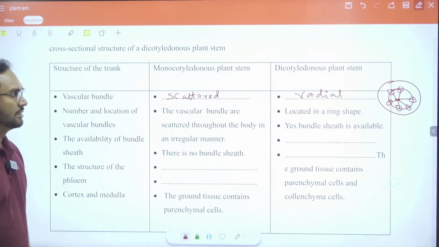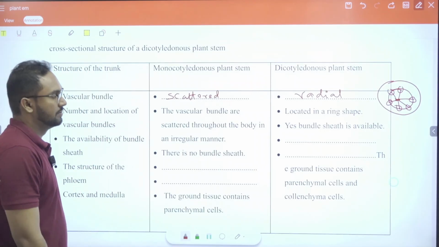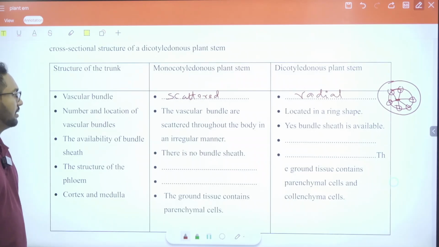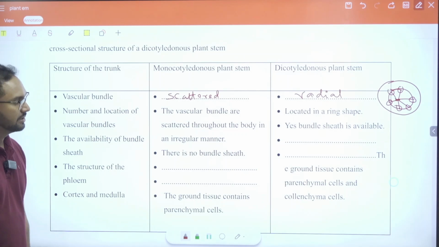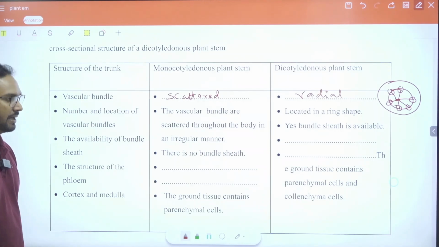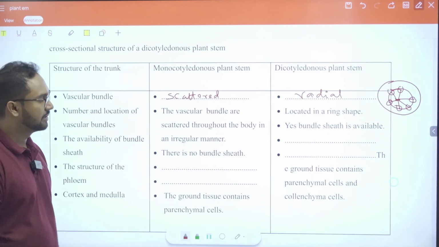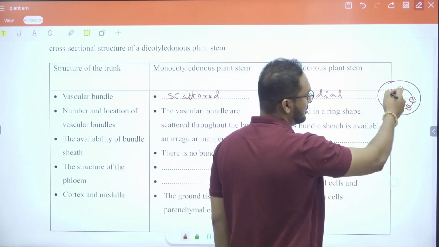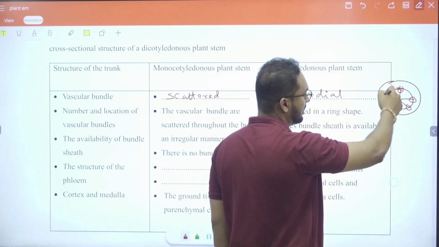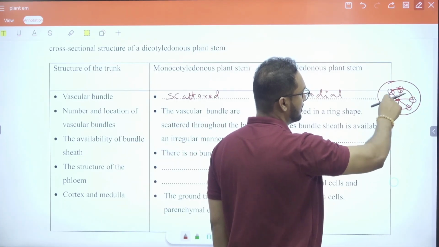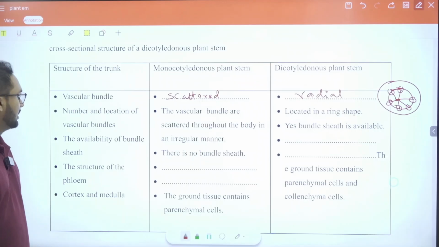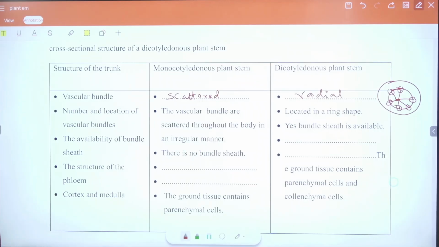They are in the radius of the stem, right? The second one, the number and location of vascular bundles. The vascular bundles are scattered throughout the body in irregular manner, right? It's irregularly scattered, and they are located in a ring shape. See, so it's there in a ring. These are the vascular bundles, the round shaped ones. So they are in a ring, and the availability of the bundle sheath, right?